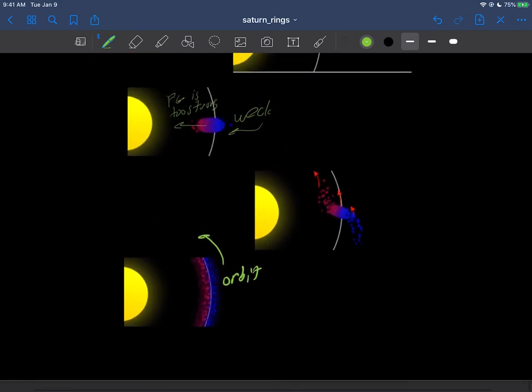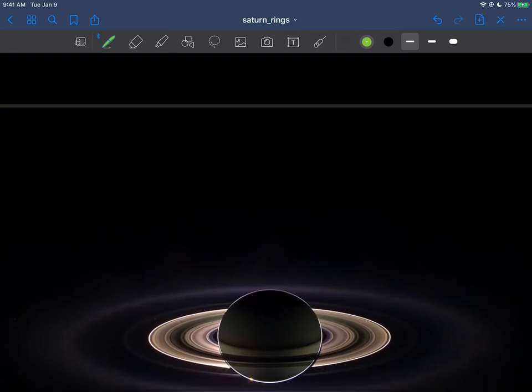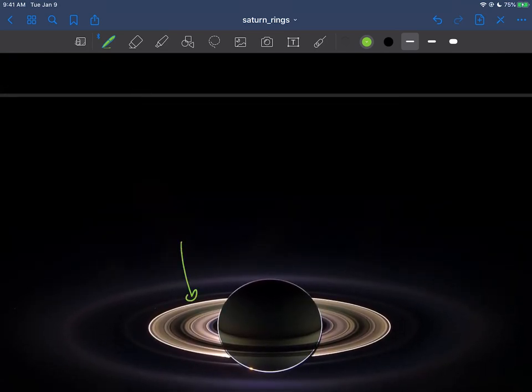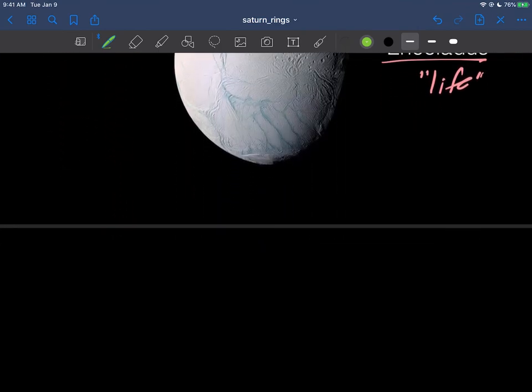And so that may very well be what these beautiful rings are here. These rings might be an old moon that hit the Roche limit, broke apart, and its constituent parts are forever orbiting, causing the rings of Saturn. So that may very well be what happened to give us Saturn's rings.